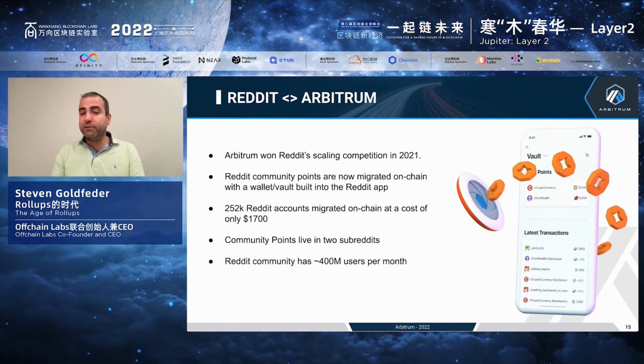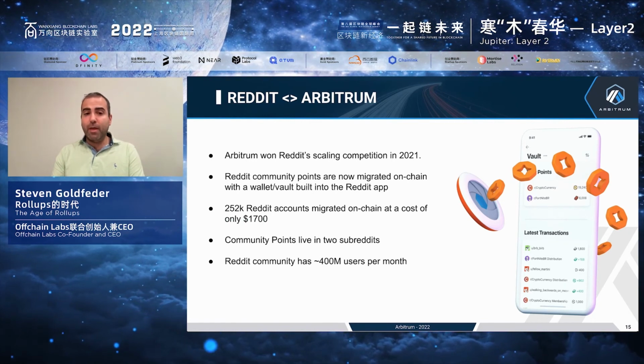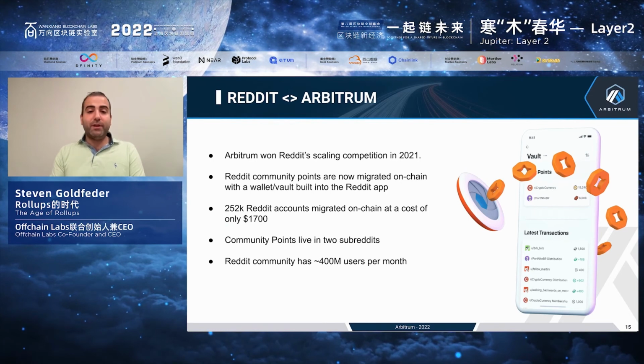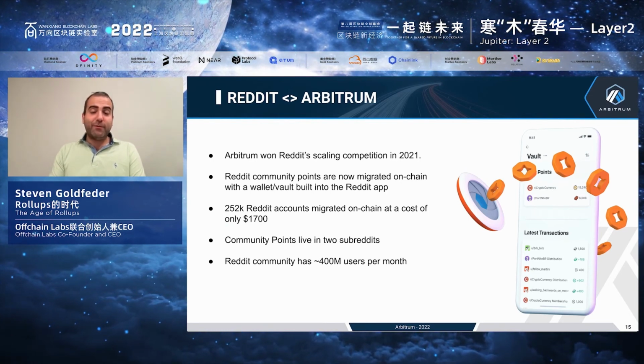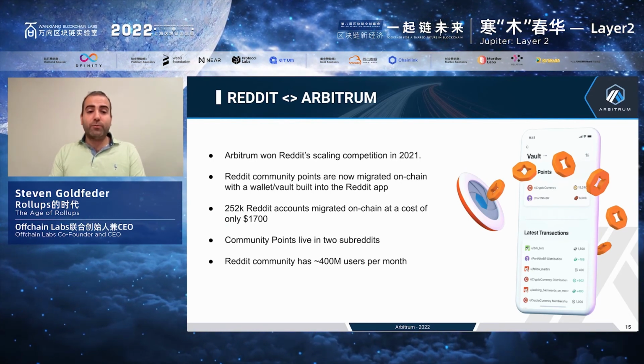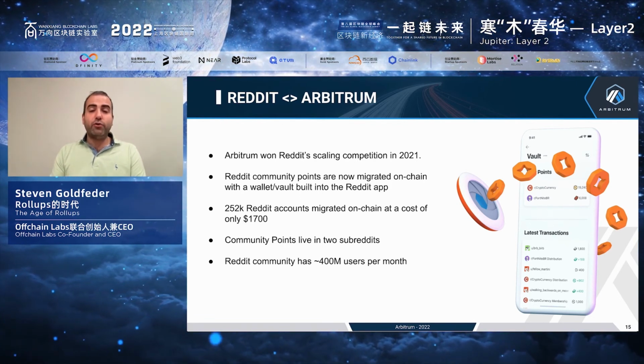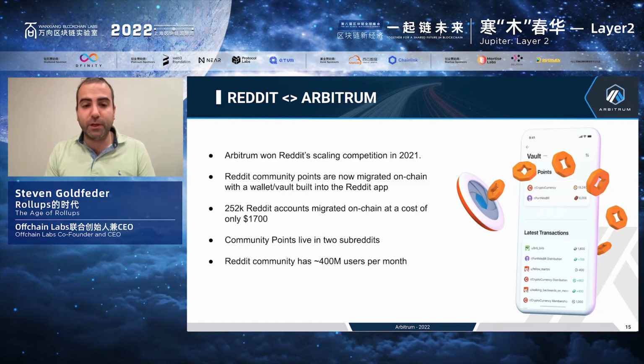So about 20 plus teams submitted to that, including us at Arbitrum. It was in 2021 that Reddit announced that Arbitrum had won that competition, and it was just a few weeks ago that Reddit launched on the Arbitrum Nova mainnet. And interestingly, on day one of Reddit's launch, they brought over 200,000 users to the Arbitrum ecosystem.